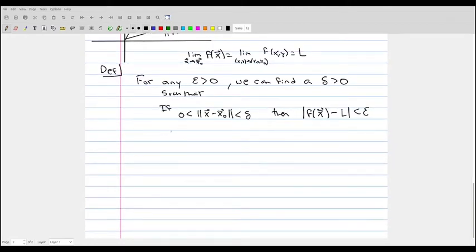Another way of writing this, and this actually is general, it holds for functions of any number of variables, and it allows you to define the limit for functions of any number of variables. But for 2 variable functions, what this is saying is that if the square root of x minus x naught squared plus y minus y naught squared is less than delta, then f of x, y minus L is less than epsilon.